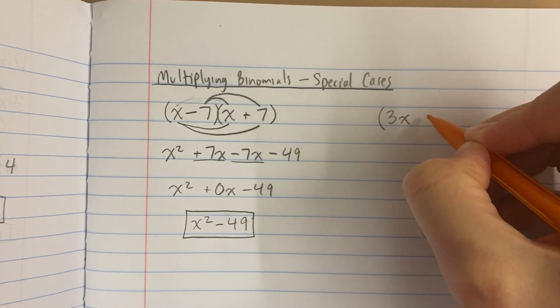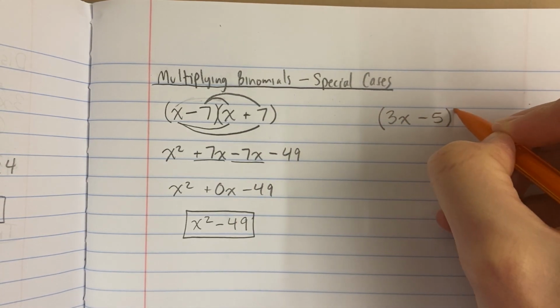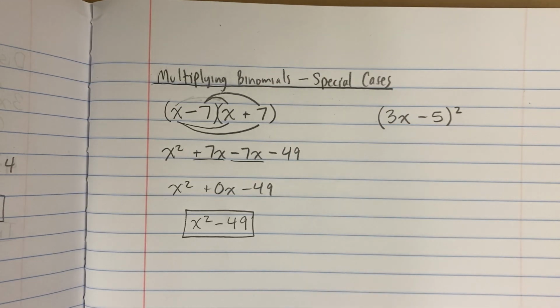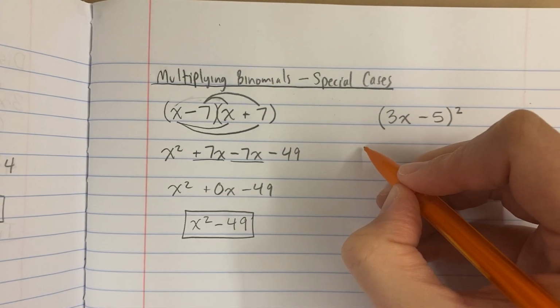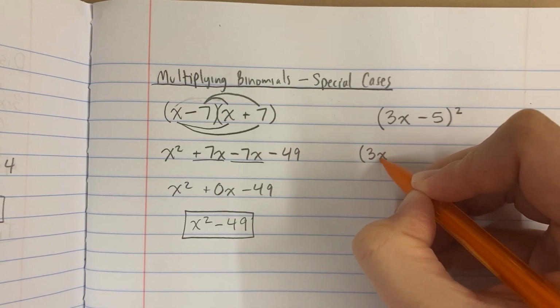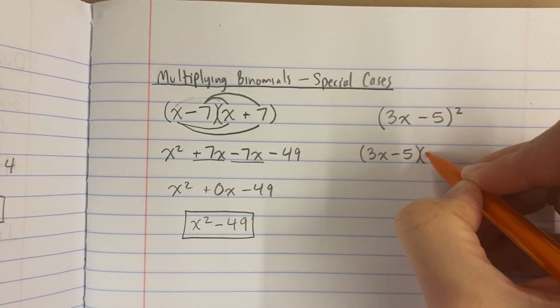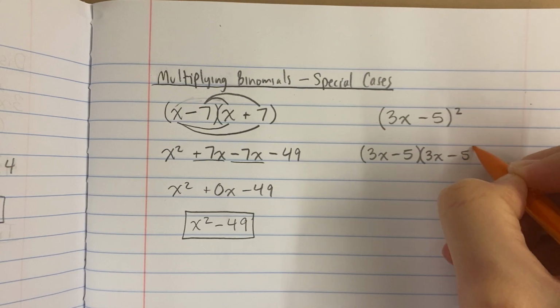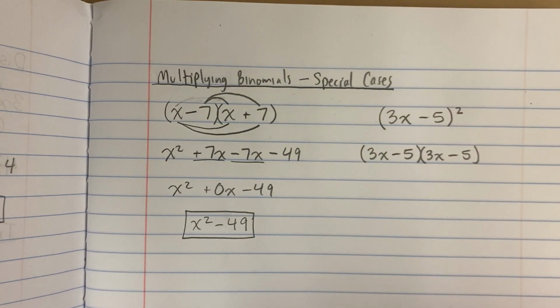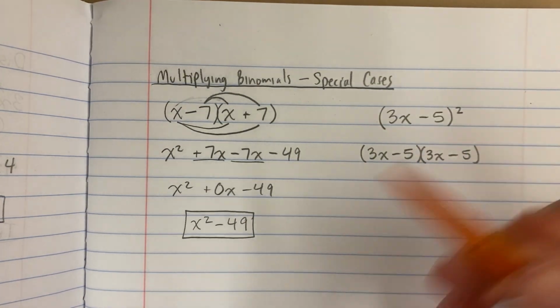Here's another special case. What if I have something like this? What does this mean? Remember, something squared means something being multiplied by itself. So this means 3x minus 5 times 3x minus 5. After this, it's actually exactly like what you just did.